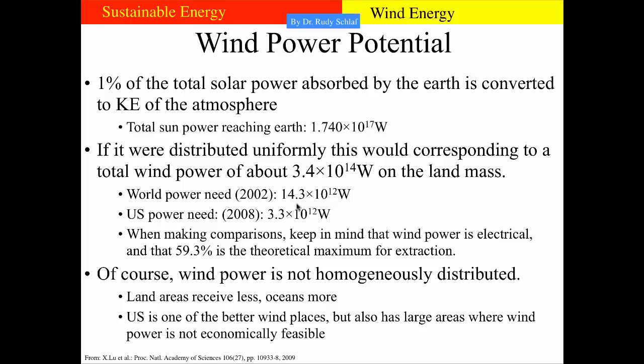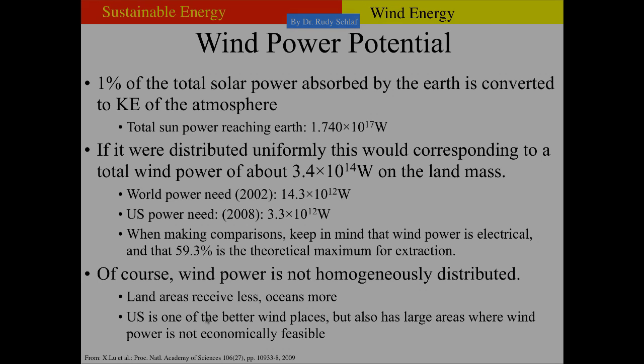Now when you compare these numbers, you need to keep in mind that wind power is electrical and that the conversion factor is about 40% in a real life wind turbine, as we just saw. Issues are, of course, that wind power is not homogeneously distributed. There are vast areas where there is hardly ever strong wind, and then we have some areas where the wind is blowing fairly consistently. Of course, you want to put wind turbines in such areas. The US is one of the better wind places worldwide because we have a large area in the Midwest where there are high winds that are blowing fairly continuously.